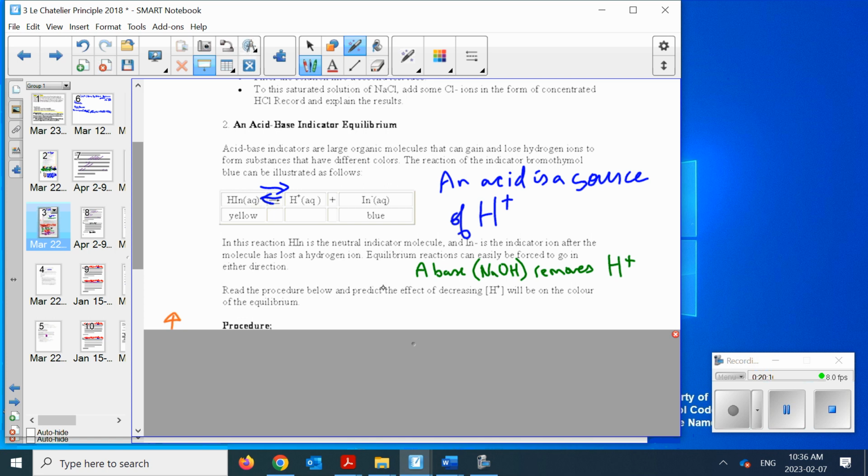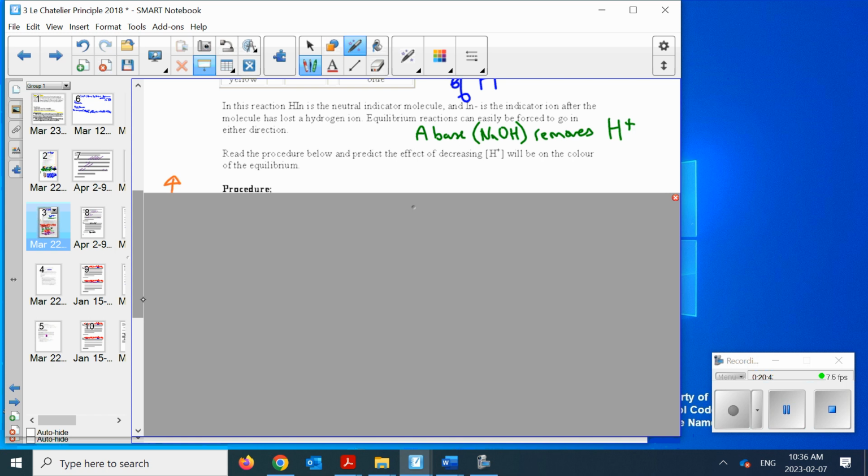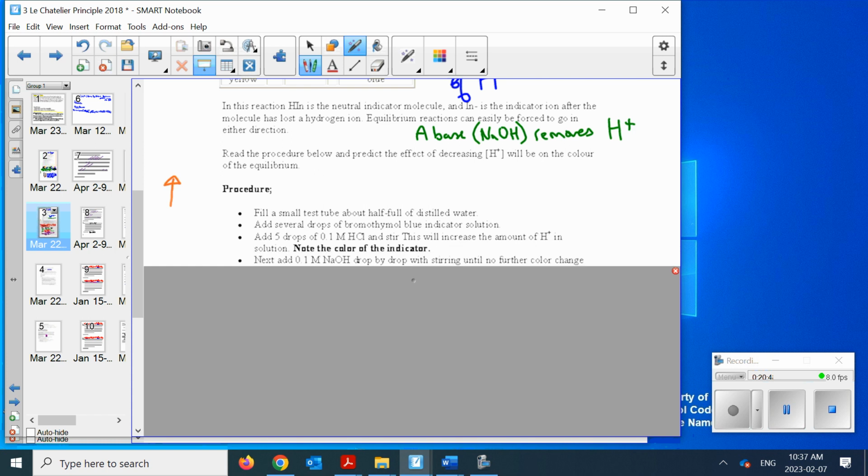Adding H plus, and how is it going to screw up this equilibrium? Well, we'll find all blue. So we're going to use this bromothymol. Here's what's going to happen. By the way, In for indicator is just, it's a really big molecule. I didn't want to write out the whole bromothymol.